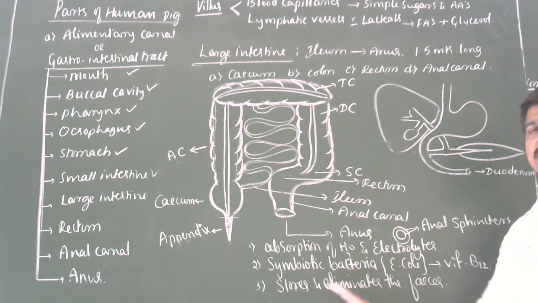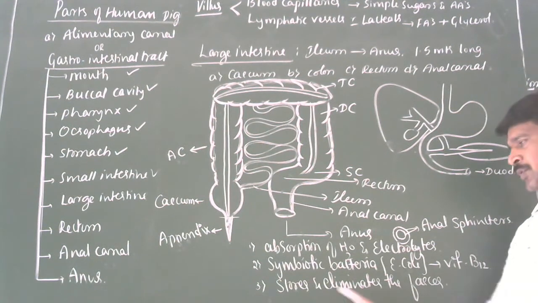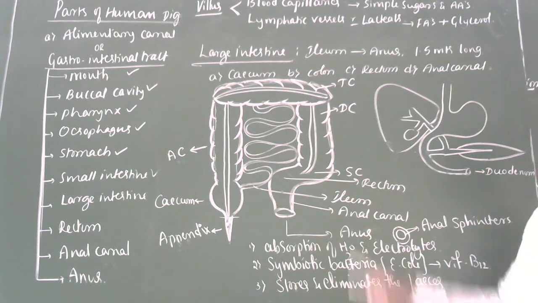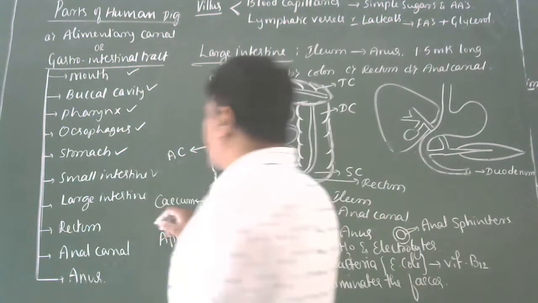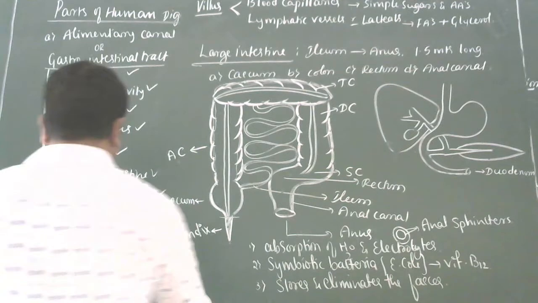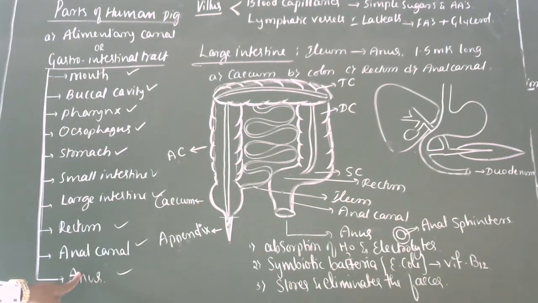Okay, it stores and eliminates the feces. Storage is rectum, elimination is the anus. So these are the functions of the large intestine. So with this, we have completed the parts of the alimentary canal from mouth to anus.